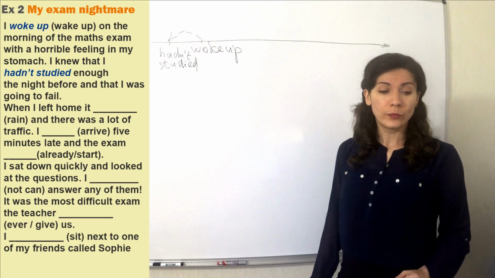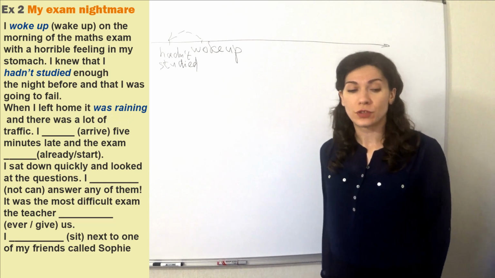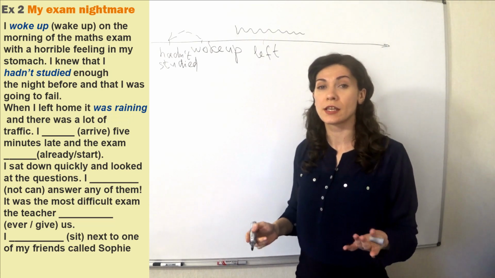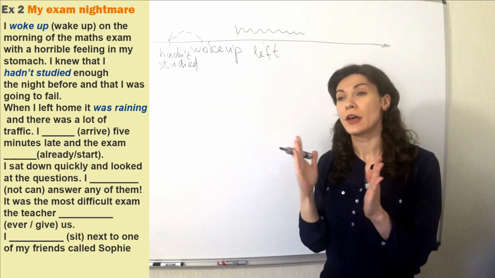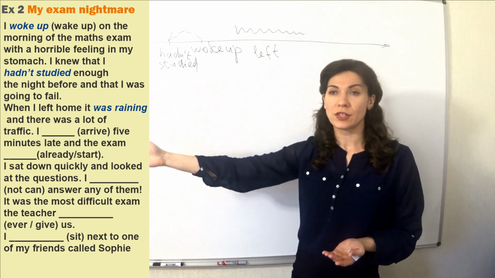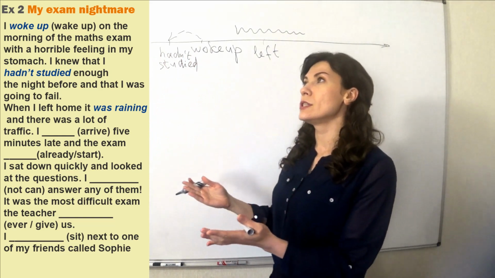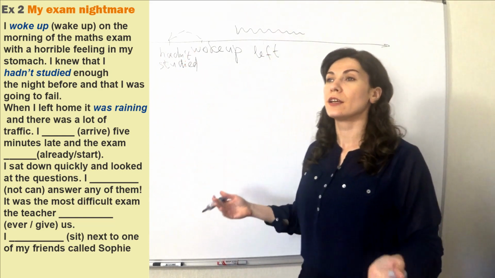When I left home, it was raining and there was a lot of traffic. I'm describing the process. It's not that it rained and then stopped and afterwards I went to school or university. What I mean is that when I went out to the street, I saw that it was raining.